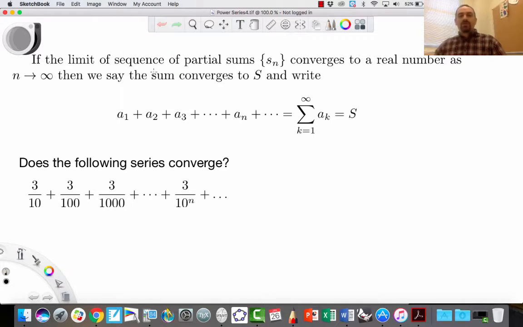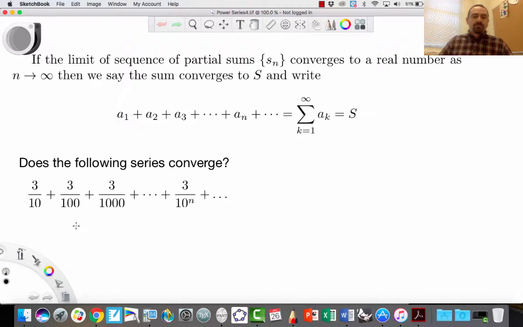So here's the theorem part of that. If the limit of the sequence of partial sums converges to a real number, because we can figure out limits of sequences, then we say the sum converges to capital S, and we write it like this. A sub 1 all the way to A sub n can be written using the summation notation, the sigma notation, and that's going to be equal to S. So I can actually now say that the sum equals a value if the limit of the sequence of the partial sums approaches a value.